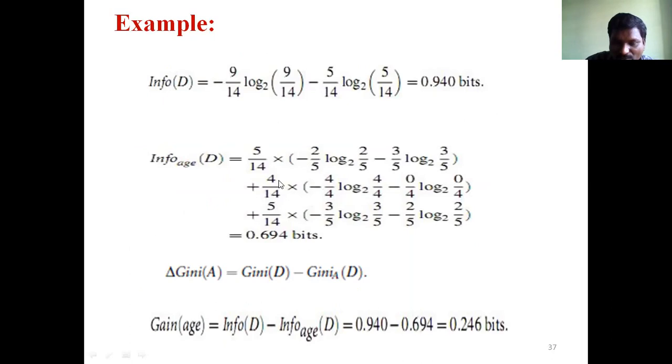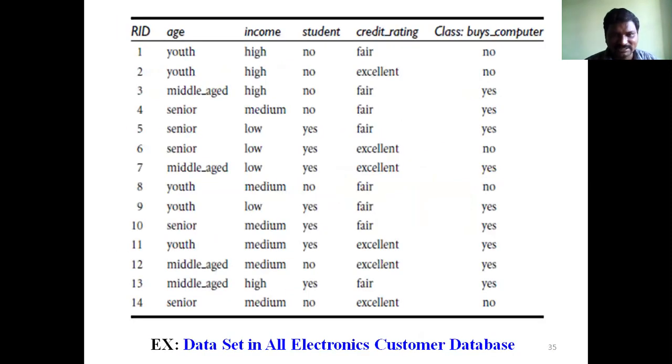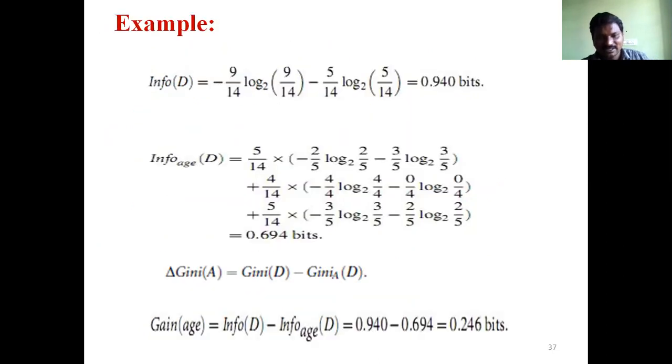Here the value is 4 by 14. For the middle-aged person, 4 by 4 log 2 minus 0. Nothing was there, so 0. You cannot represent that value here; you will represent it as 0 by 5 like that. And then 5 by 14. What is this 5 by 14? In this case, senior persons are there. In this way, you will calculate for the age.